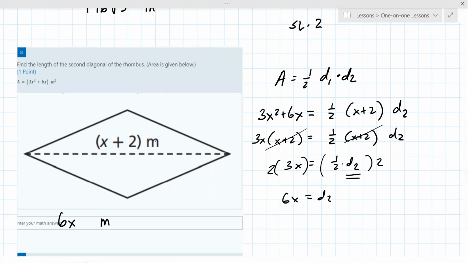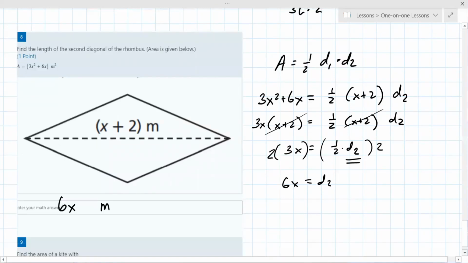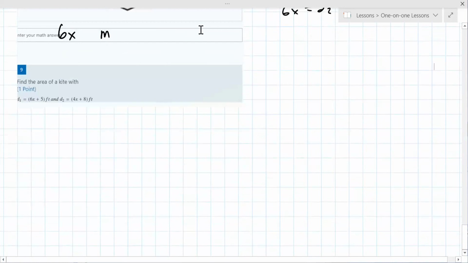All right. Okay, moving on to number 9. All right, let me snip this in. That's right there. Find the area of a kite with.